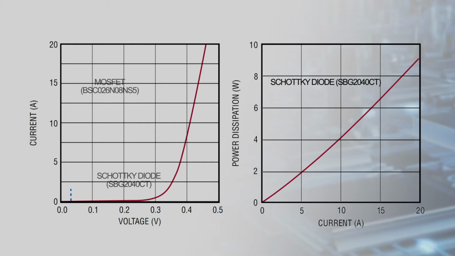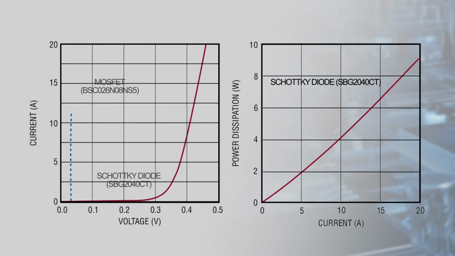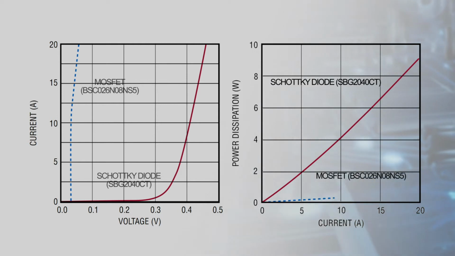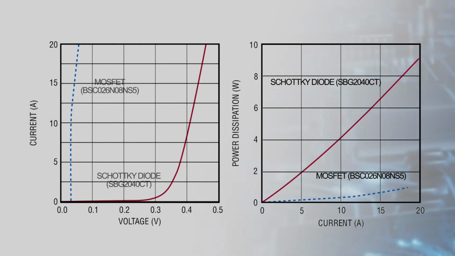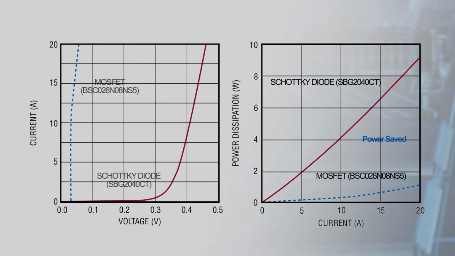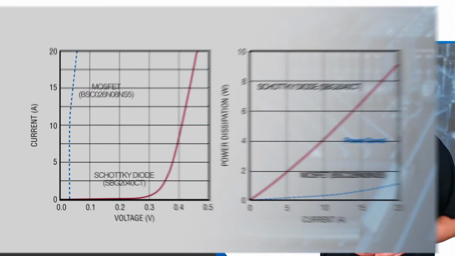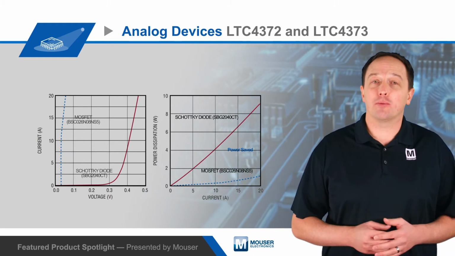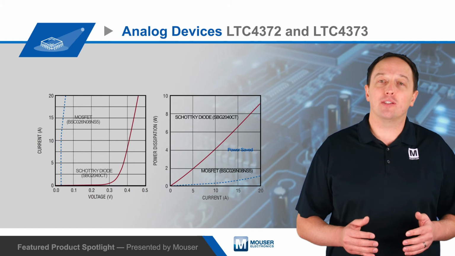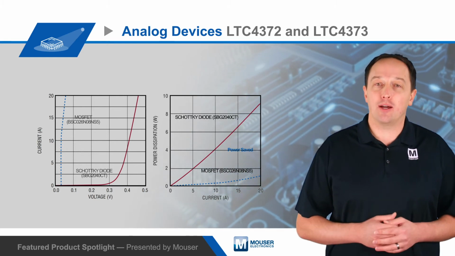By replacing the Schottky diode with an N-channel MOSFET and using the LTC4372 or LTC4373 to drive it like an ideal diode, designers can reduce the forward voltage drop and power dissipation, resulting in a design that is smaller, lighter, and more efficient. In addition, the controllers draw 5 microamps of current in operation and 0.5 microamps in shutdown, providing increased efficiency in intermittent loads or always-on standby channels.